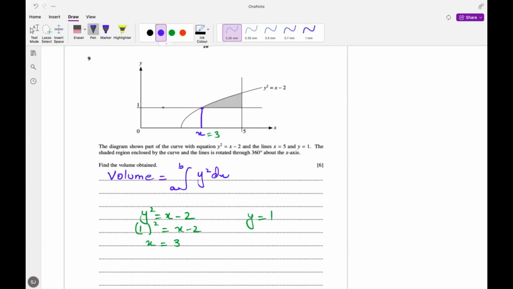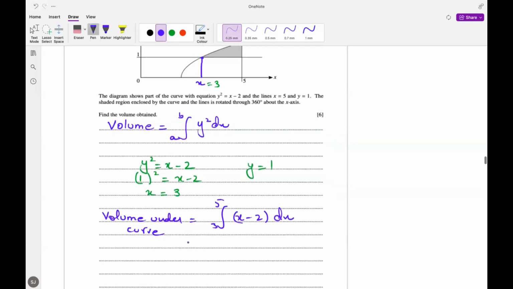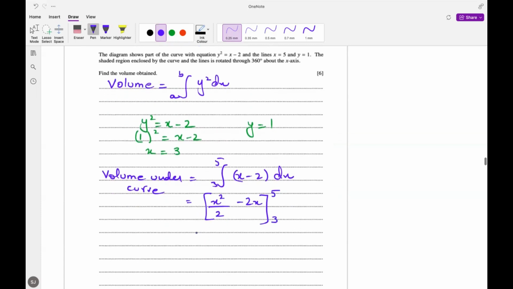Now using the volume formula to find the volume under the curve. Volume under the curve will be equal to the integral of y squared. Now we already know that the y squared value is x minus 2. So this will be x minus 2 dx and the limits will be 5 and 3. Integrating x minus 2, we will get x squared upon 2 minus 2x. Once we have integrated, we'll substitute the upper and the lower limits and subtract them to get the volume under the curve.